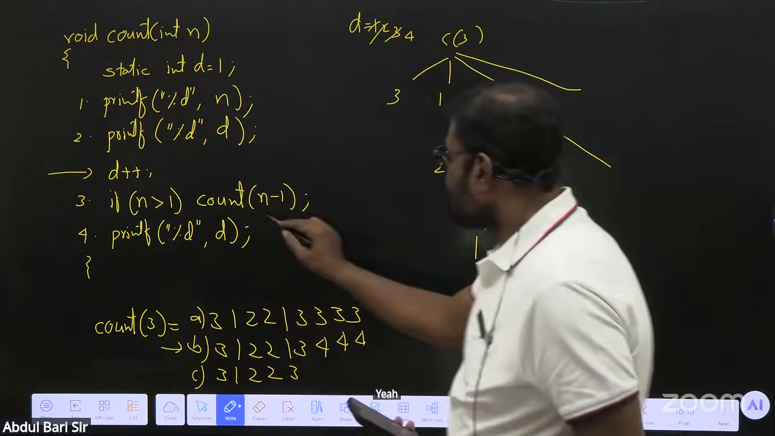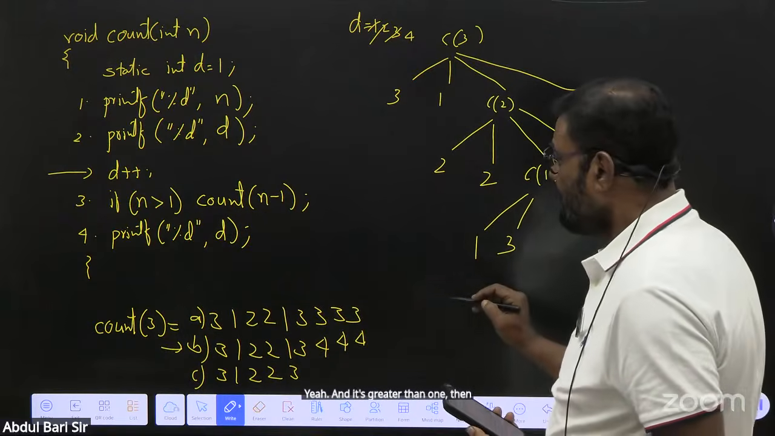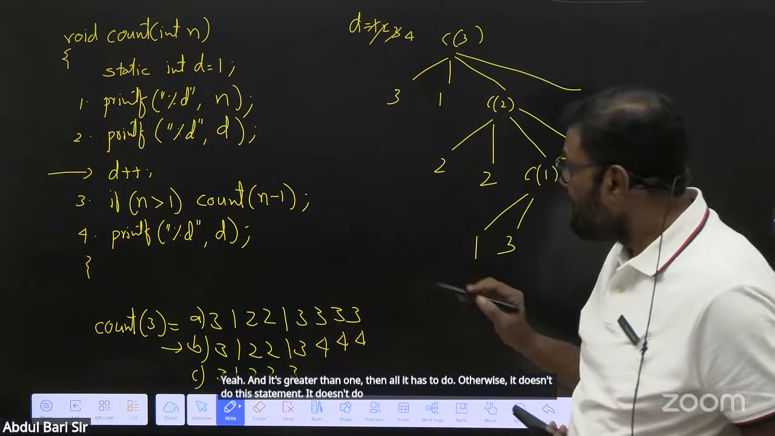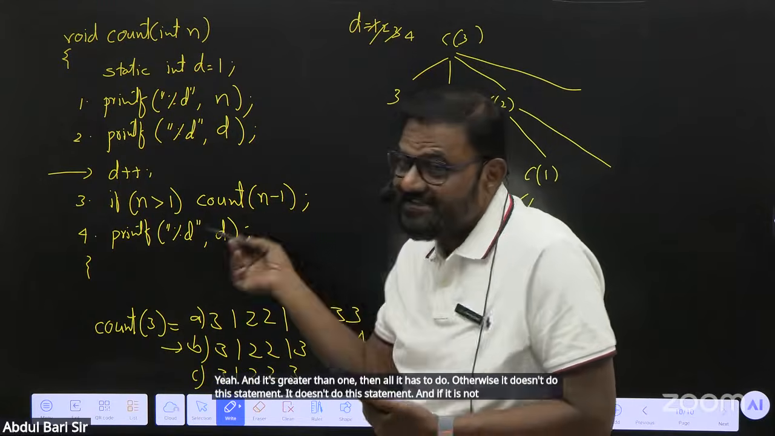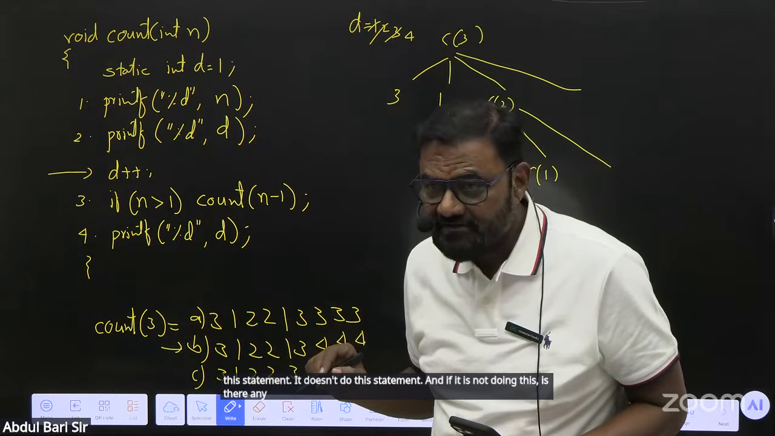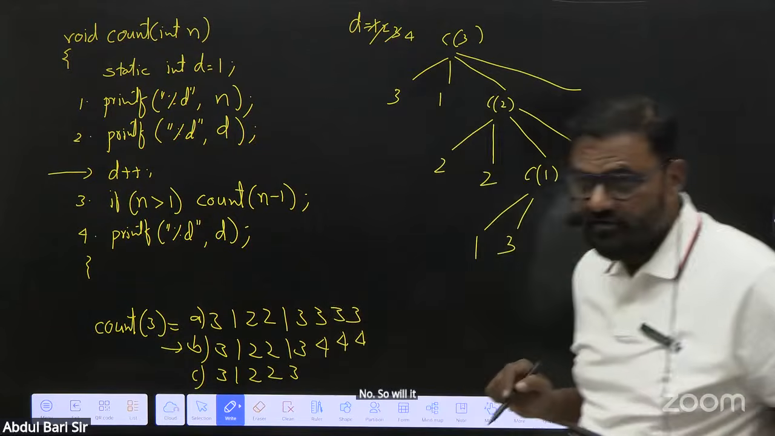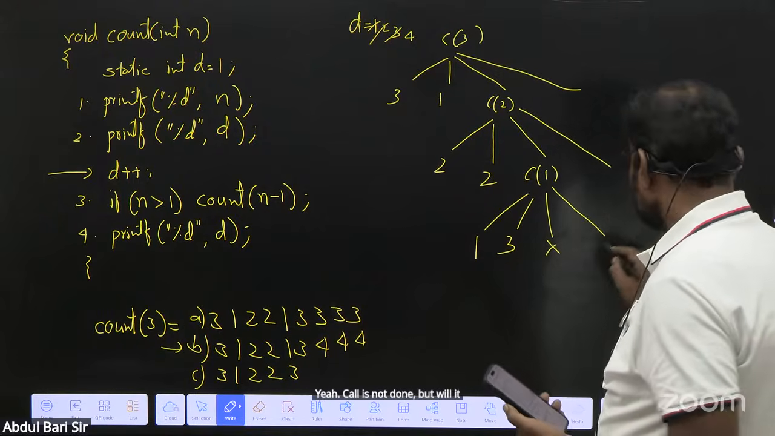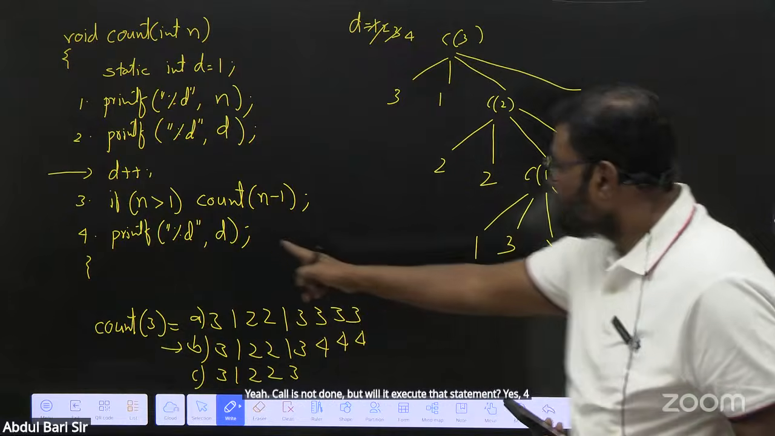If n is greater than 1, then all it has to do. Otherwise, it doesn't do this statement. And if it is not doing this, is there any return after this one? No. So will it execute this one or not? Yeah. Call is not done, but will it execute that statement? Yes, 4. So right now D is what?